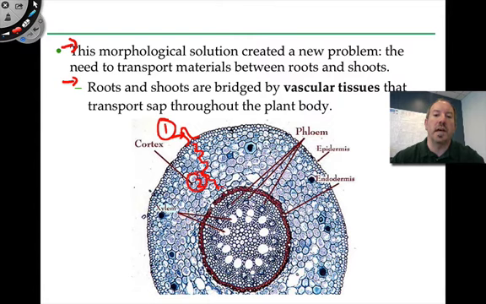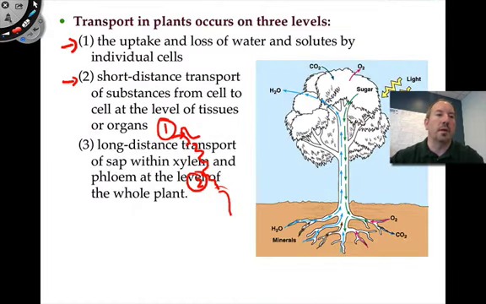And then once you get into the elevator system, in other words, once you get into the xylem, then you're going to be able to really cruise. That's long distance transport, and that's either within the xylem or the phloem sap. And so let me illustrate that.